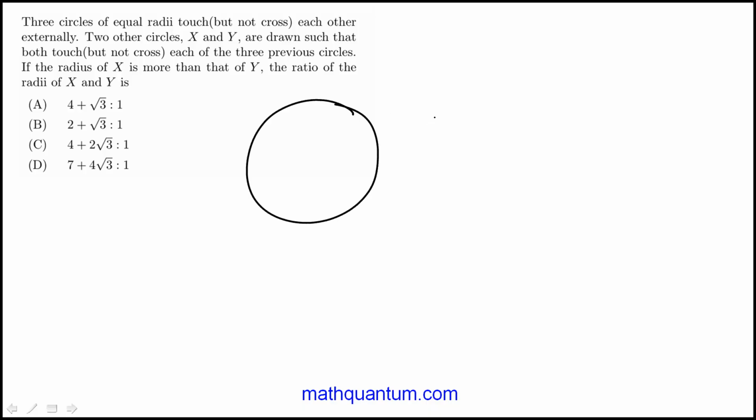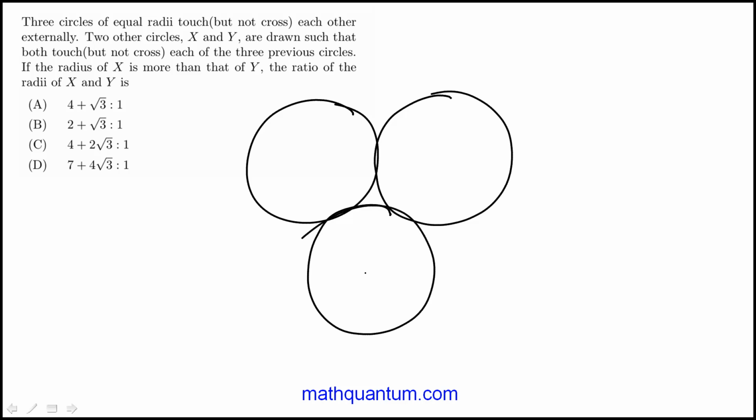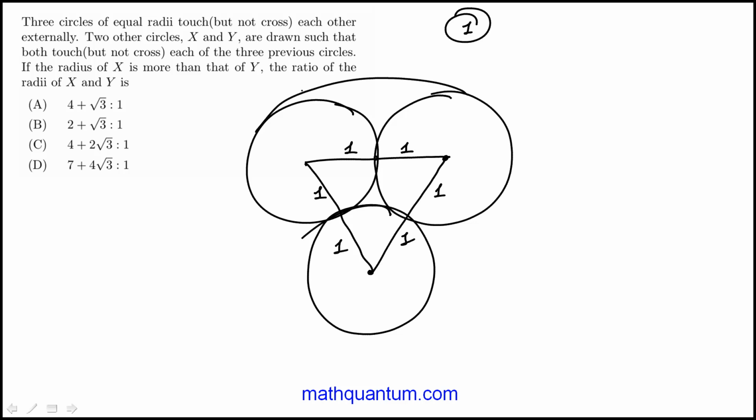So here we're given these three identical circles, and I'm going to just call the radius of each one 1, because it's a ratio question, so you don't have to use the variables. So if I connect the centers of these circles, this will be an equilateral triangle with sides 1. Now I need to figure out the radius of this larger circle that's tangent to all three, and then I also have a smaller one, which is your circle Y.